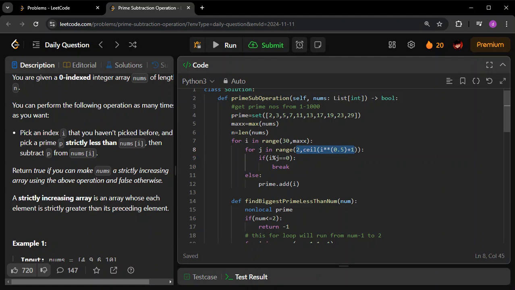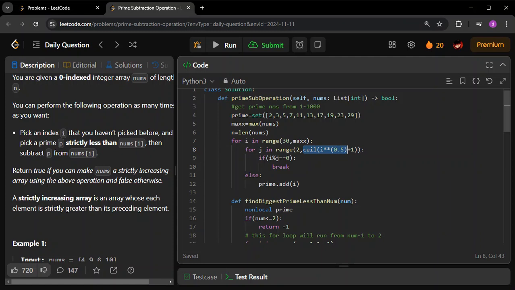Remember, whatever number you write in this particular place, one less than that will be the final number to which this for loop will go. So that's why I'm doing a plus 1 here. And in Python, this star star refers to the power of. Here I'm doing I raised to the power 0.5, that is the square root of I, and I'm also taking a ceiling of that. So for example, if 2.73 came, I'm going to take 3 here. That is what the ceil operator means.